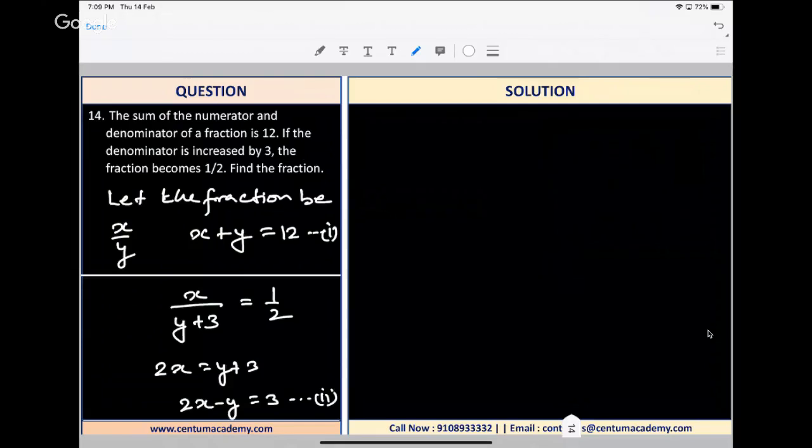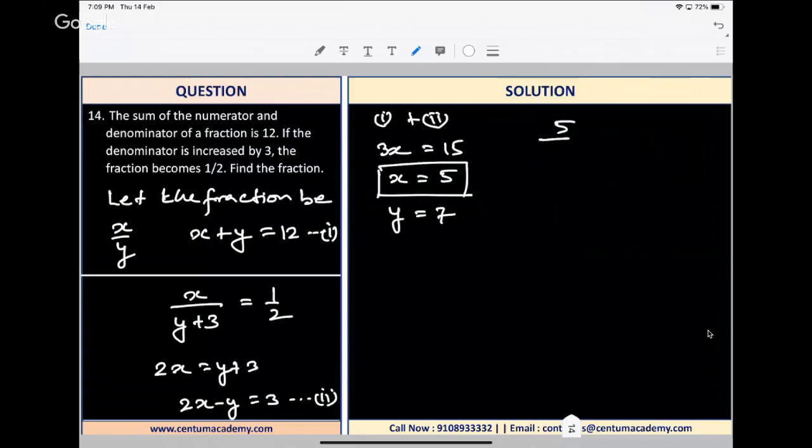Then what remains to do is add 1 and 2. Why am I adding? Because there is a plus 1 as a coefficient of y, and negative 1 as a coefficient of y in the second equation. Adding both, you'll get 3x, and this is equal to 15. So x is 5. When x is 5, then y is 7, right? So 5 by 7 plus 3 is actually 1 by 2. 5 by 10 is equal to 1 by 2. So hence our solution is correct. Okay, great. Next.